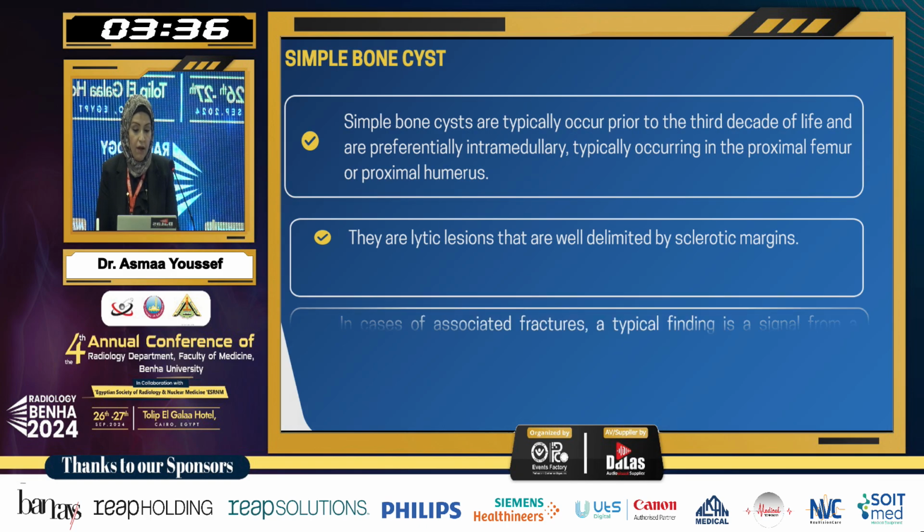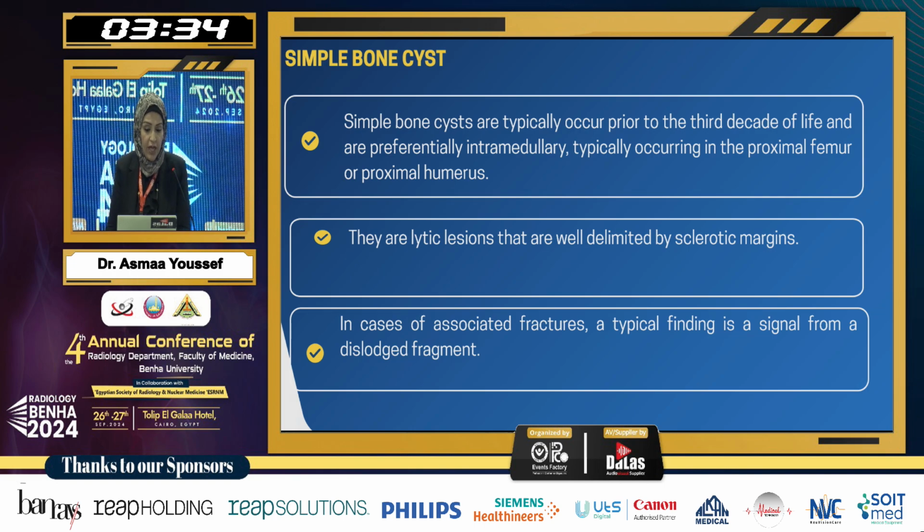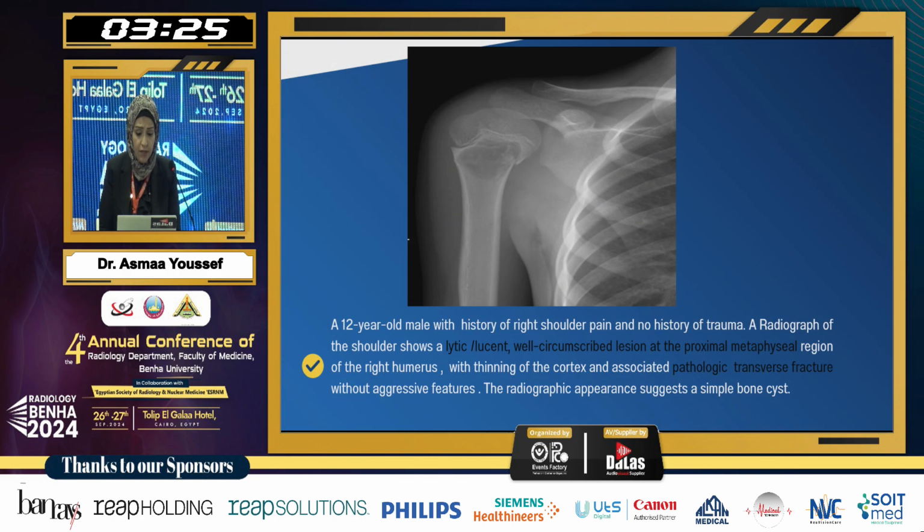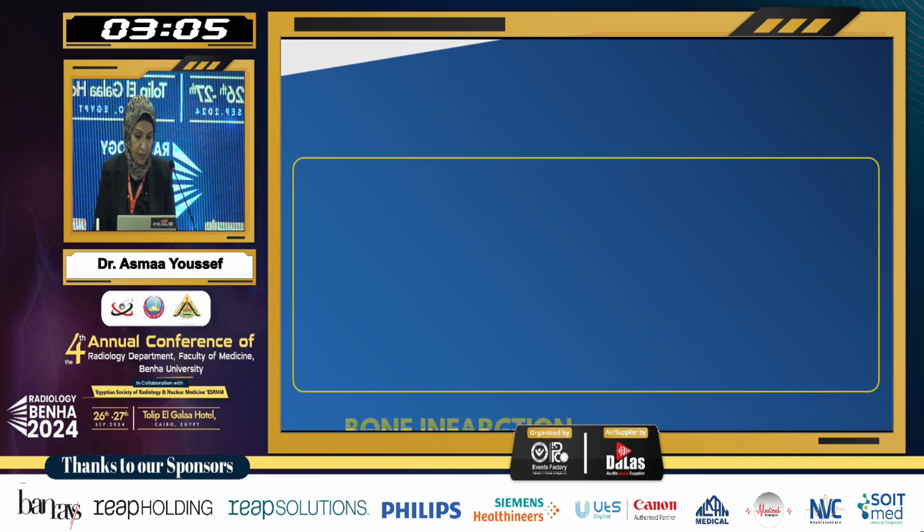Simple bone cysts typically occur before the third decade of life and are intramedullary lytic lesions with a sclerotic margin. If associated with fracture, a typical finding is the fallen fragment sign from a dislodged fragment. Here, in this young male who came with right shoulder pain and no history of trauma, the radiograph of the shoulder shows a well-circumscribed lytic lucent lesion at the proximal metaphysis of the right humerus, with thinning of the cortex and an associated pathologic transverse fracture without aggressive features. This radiographic appearance suggests a simple bone cyst.